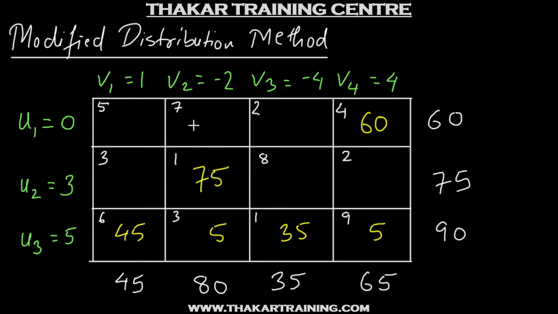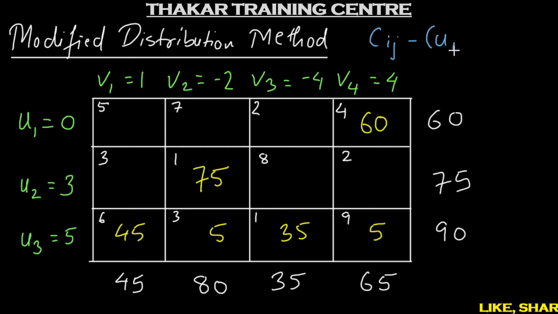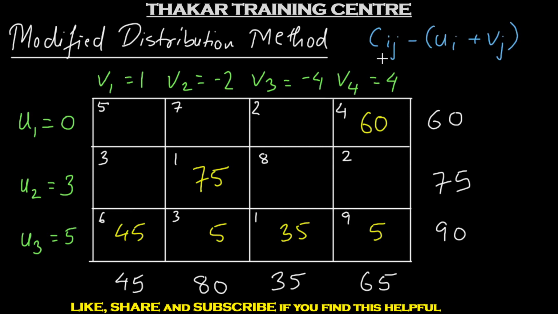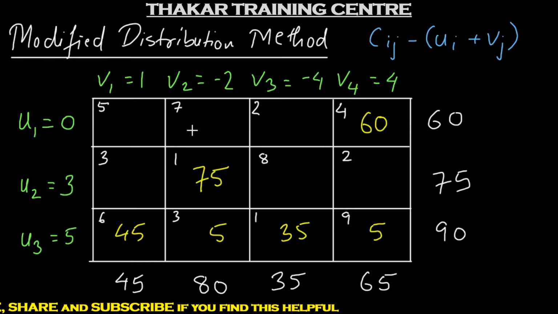Now once we have obtained the values of ui and vj, the next step is to find out for every empty cell what is the value of Cij minus ui plus vj. I repeat, after having obtained the values of ui and vj, the next step is to find Cij minus ui plus vj for all the empty cells. So let's do this carefully one by one.